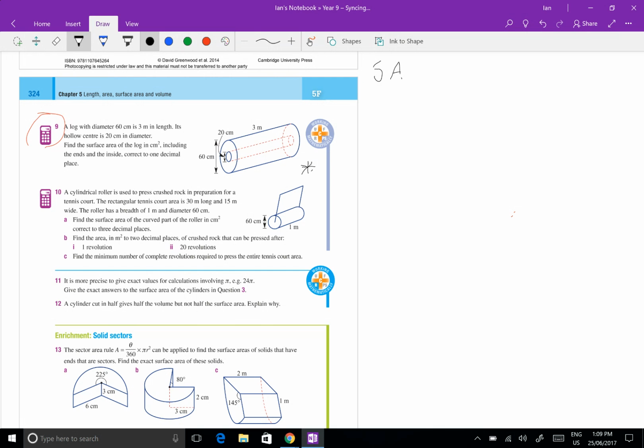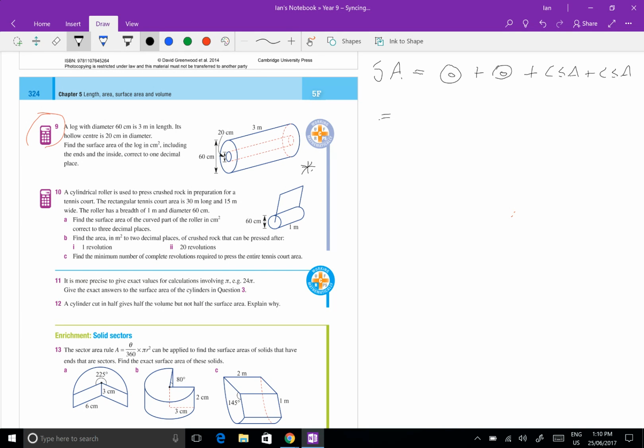So essentially, to find the surface area of this shape, we've got four main areas. We have the front bit, which is an annulus, a circle with a hole in it. We have the back bit, which is the same annulus, a circle with a hole in it. We have the curved surface area on the outside. And here's the tricky bit. We have the curved surface area on the inside.